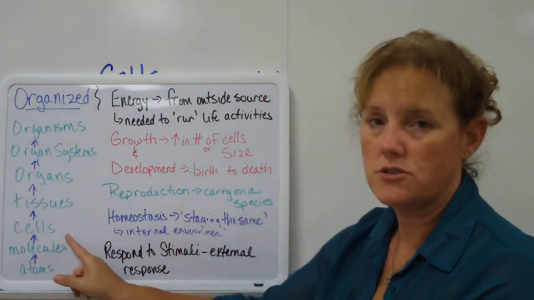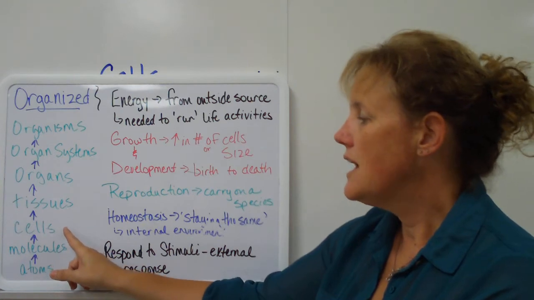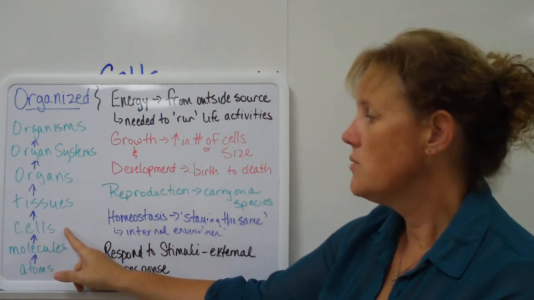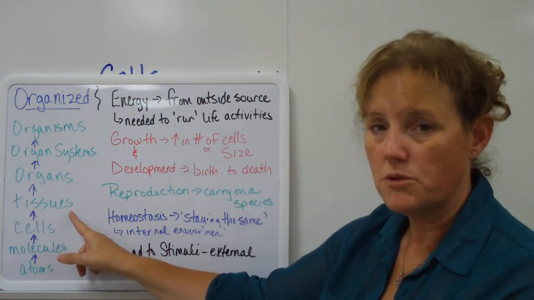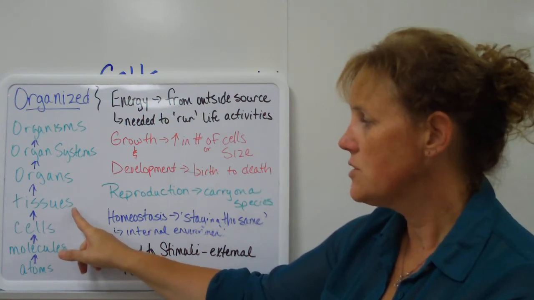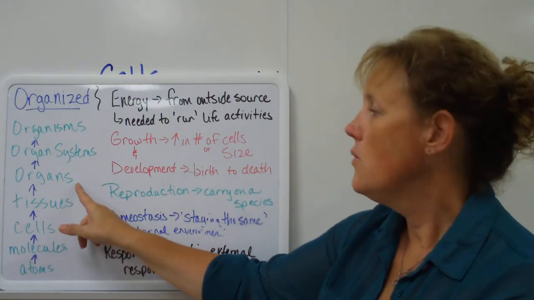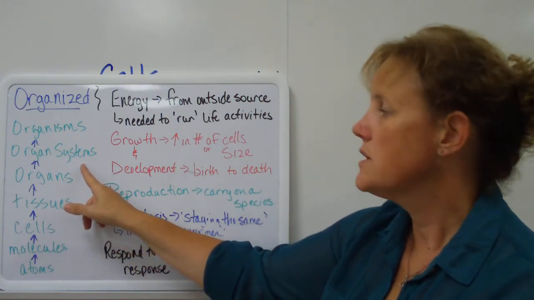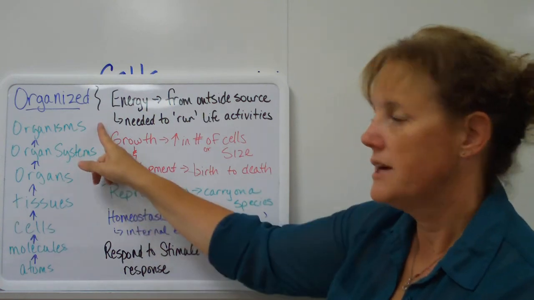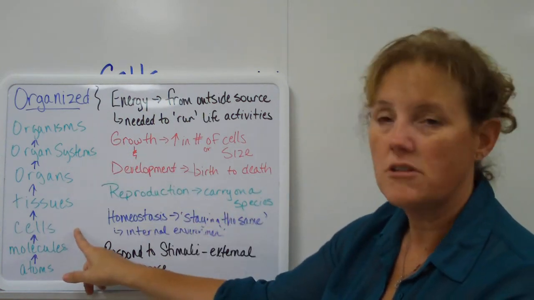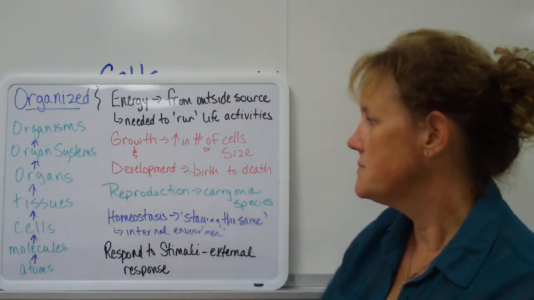Here's our living structure. So cells in multicellular organisms are going to compose tissues, and tissues are a bunch of cells with a similar function. Tissues go together to make up organs. Organs make up organ systems, and organ systems are going to ultimately make up an organism. So it's very complex at the organism level. The cellular level is a little bit less complex.